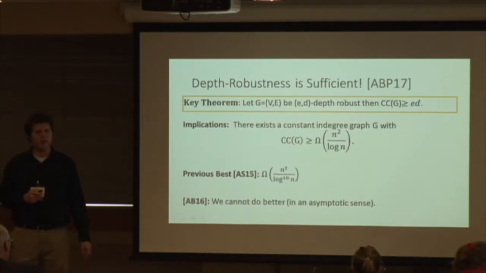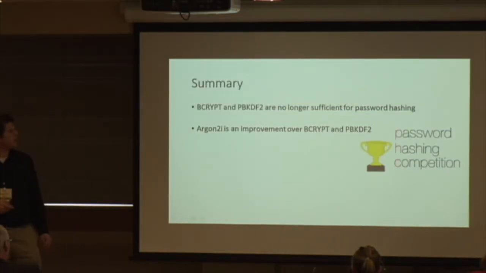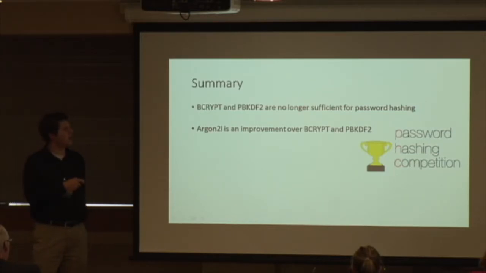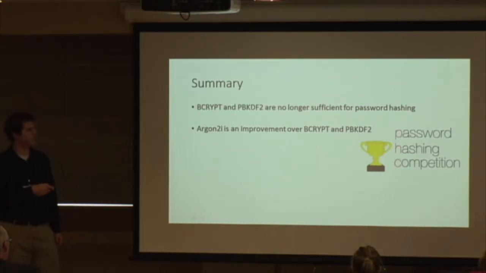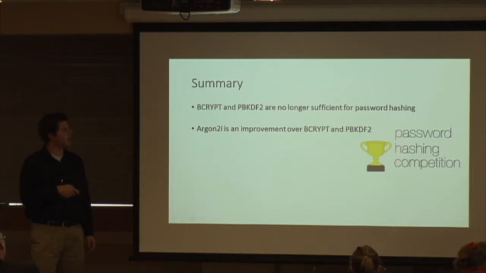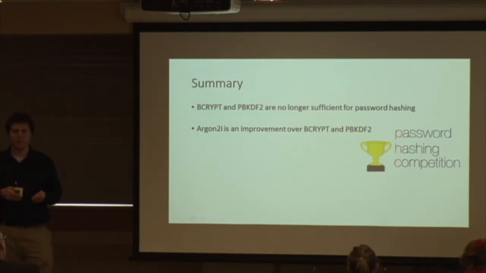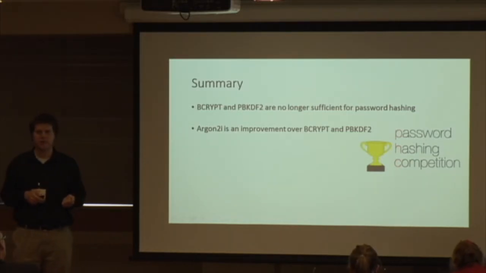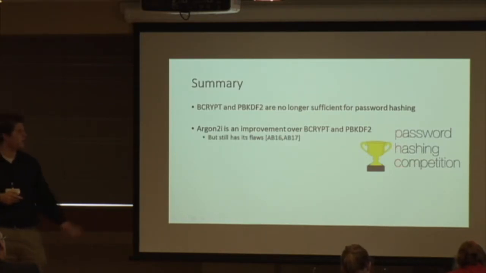So in summary, some recommendations. Bcrypt and password-based key derivation function are no longer sufficient for password hashing. So if your organization is using either of these functions, I would highly recommend upgrading your password hashing algorithm. Argon2i is an improvement over bcrypt and password-based key derivation function. But as we've seen, there are still some flaws.